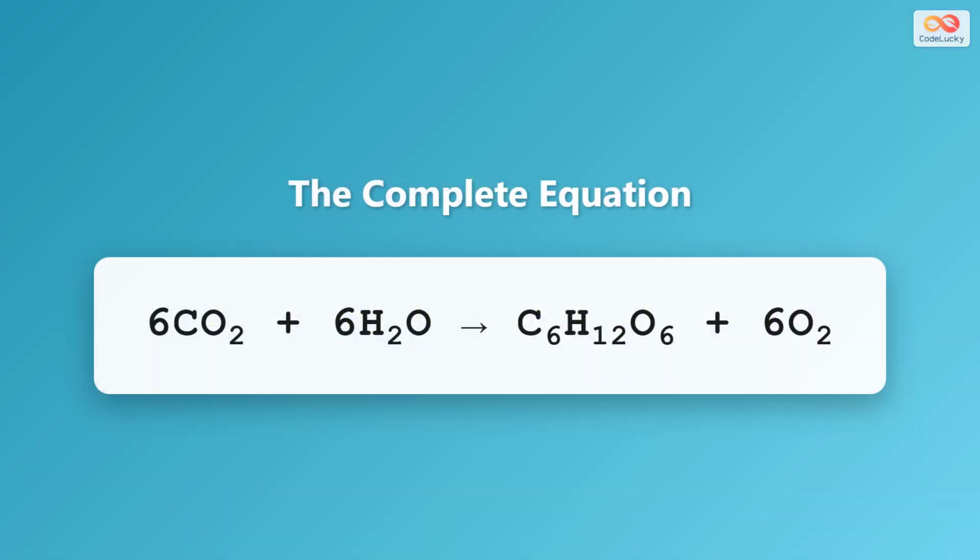Here is the complete photosynthesis equation. 6 molecules of carbon dioxide plus 6 molecules of water react to produce 1 molecule of glucose and 6 molecules of oxygen. The arrow shows the direction of the reaction, from reactants on the left to products on the right. This equation represents what happens inside plant cells every day when sunlight is available. Notice the subscript numbers that indicate how many atoms of each element are present in the molecules.